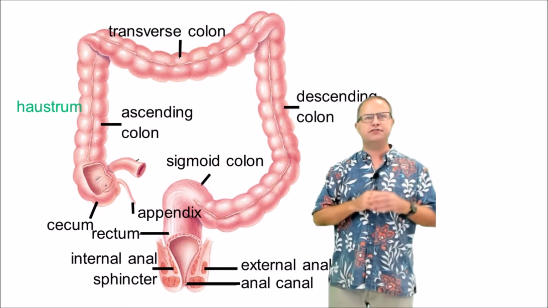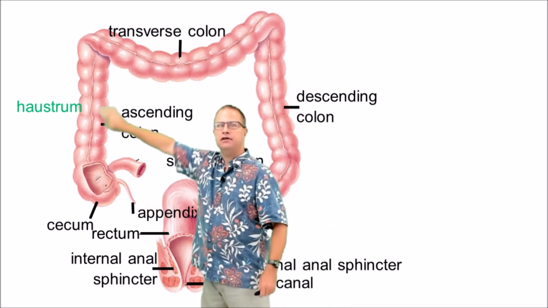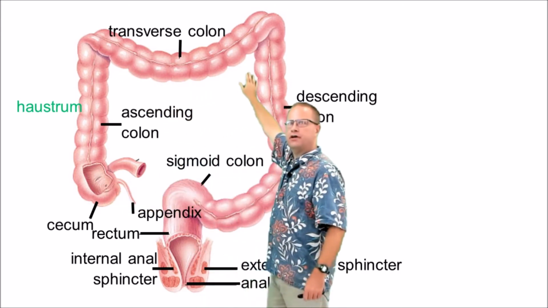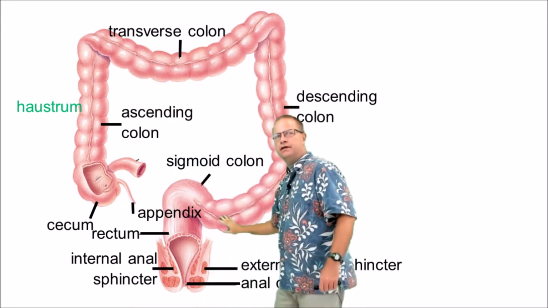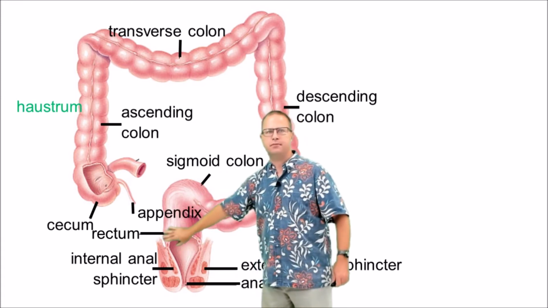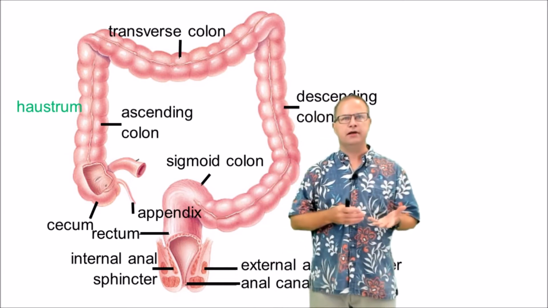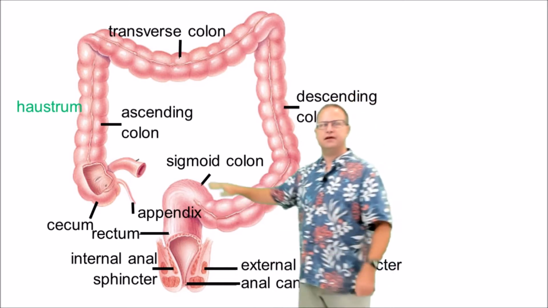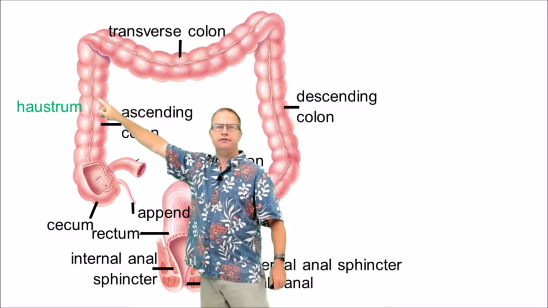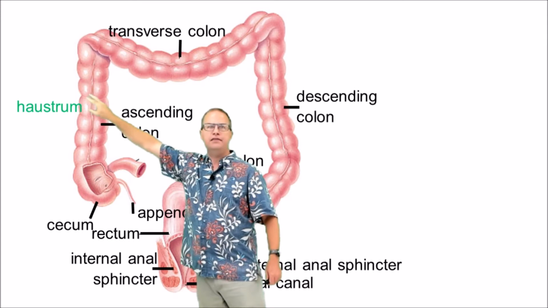What I'd like you to notice first is the colon has 4 different parts. We have an ascending colon, a transverse colon going across, a descending colon, and then a sigmoid or S-shaped colon. These unite eventually to form something called the rectum, which is where feces are stored prior to defecation. Now, I want to point out that we have these functional units of the large intestine called haustrum, or haustra are plural, and these are the pouches here.